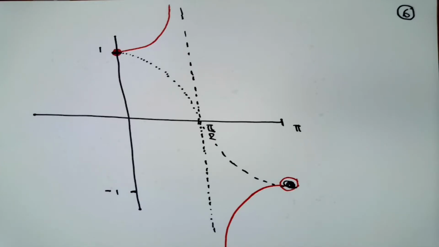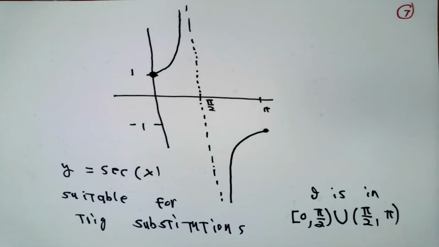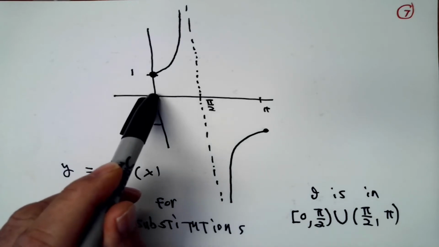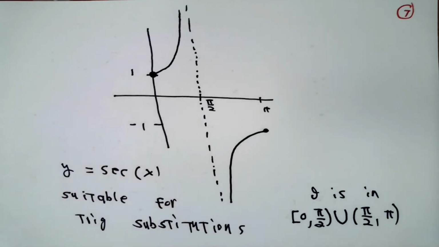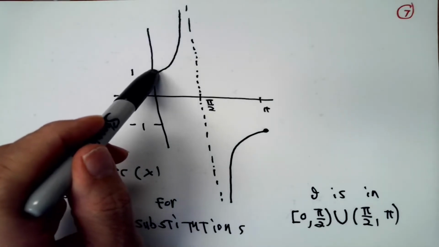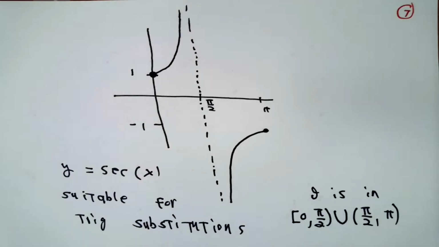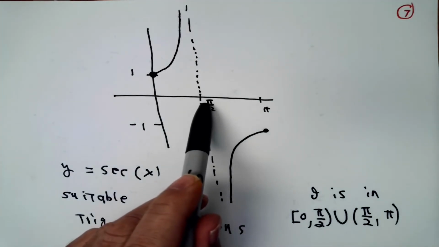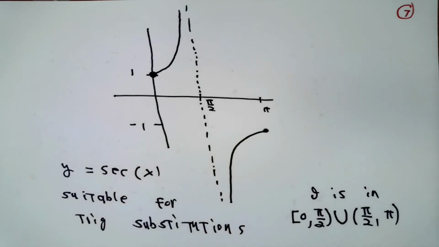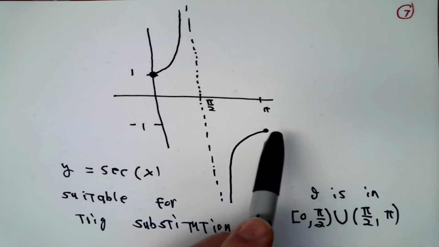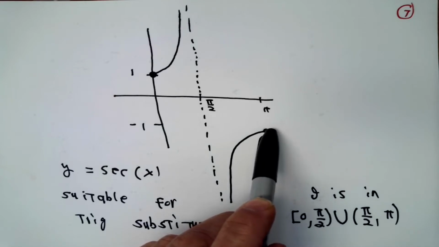So to summarize, if the input into the secant is between 0 and pi over 2, the secant will be positive. In fact, it will be at least 1 and probably bigger. If the input into the secant is between pi over 2 and pi, then secant will be negative and will be at least as negative as -1 and probably more negative than that.